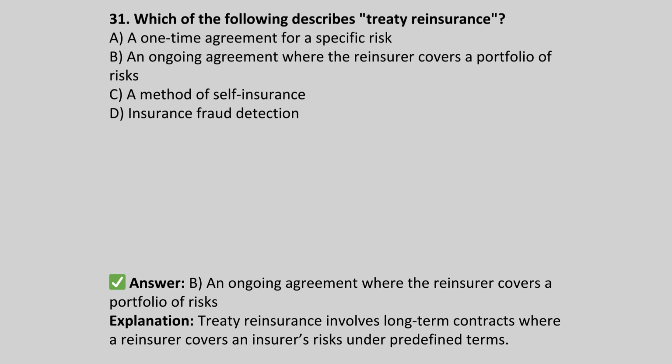Which of the following describes treaty reinsurance? A. A one-time agreement for a specific risk. B. An ongoing agreement where the reinsurer covers a portfolio of risks. C. A method of self-insurance. D. Insurance fraud detection. Answer: B. An ongoing agreement where the reinsurer covers a portfolio of risks. Explanation: Treaty reinsurance involves long-term contracts where a reinsurer covers an insurer's risks under predefined terms.